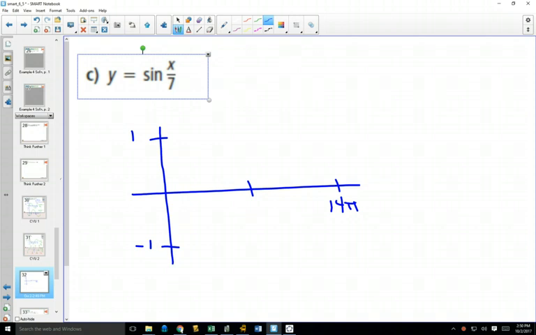What's half of 14 pi? 7 pi. What's half of 7 pi? 7 pi over 2, or 3.5 pi. But if this is 1 7 pi over 2, 2 7 pi over 2s, 3 7 pi over 2s, how would you write 3 7 pi over 2s? Does that make sense? 21 pi over 2. And it's a sine graph. Where does sine start? On the middle going up.